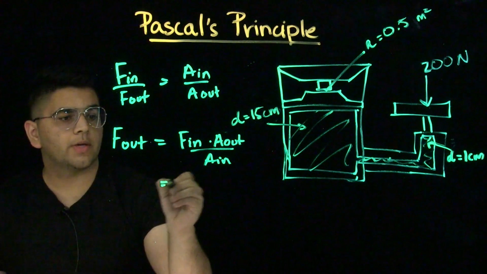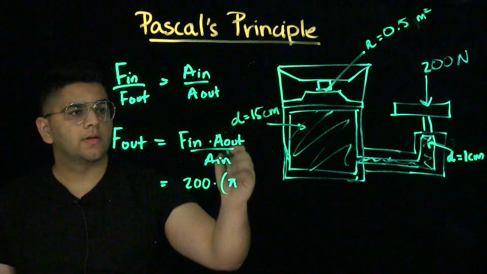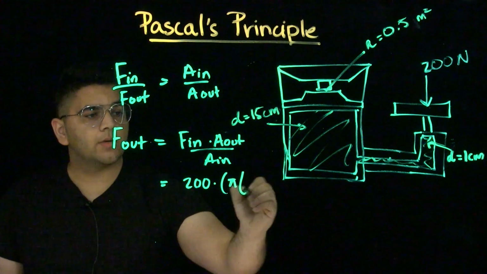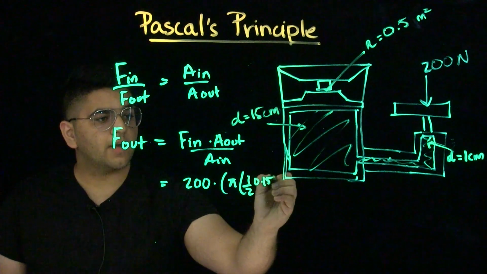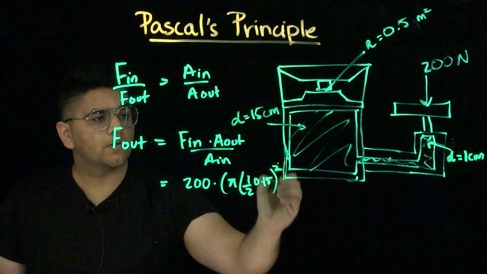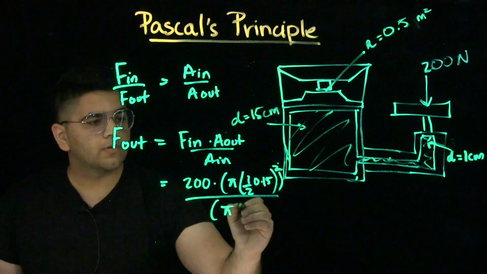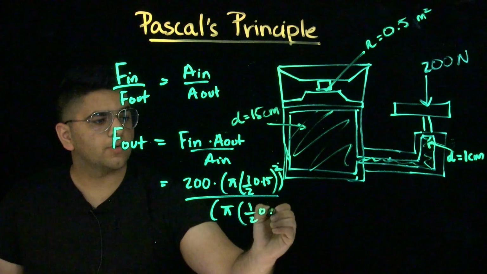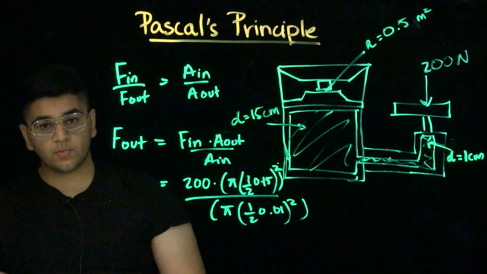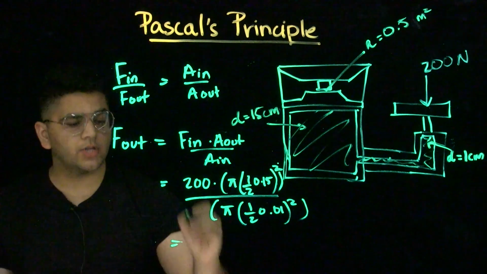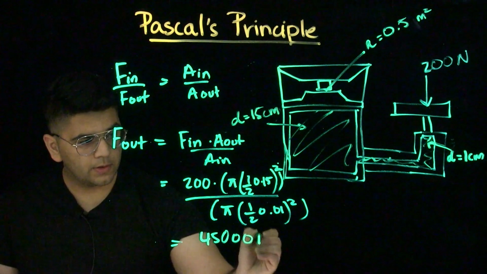Expanding on this, we get the force that we put in, which is 200 newtons, times pi, times the radius squared. Since we have a diameter, the radius will be half of the bigger chamber diameter, which is 0.15 meters, squared, over the area of the smaller chamber, which will be pi times 1/2 times 0.01 squared. From this, we will find that the force out of the bigger chamber will be 45,000 newtons.